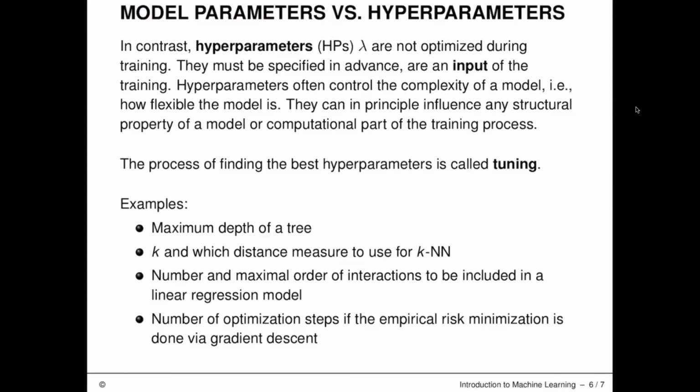On the other hand, the hyperparameters, which we denote with lambda, are not optimized during the training process. They have to be specified in advance, so they are an input of the training. Those hyperparameters often control the complexity of a model, that is, how flexible the model is, or in principle, they can influence any structural property of a model or computational part of the training process. And the process of finding the best hyperparameters is called tuning or hyperparameter tuning.